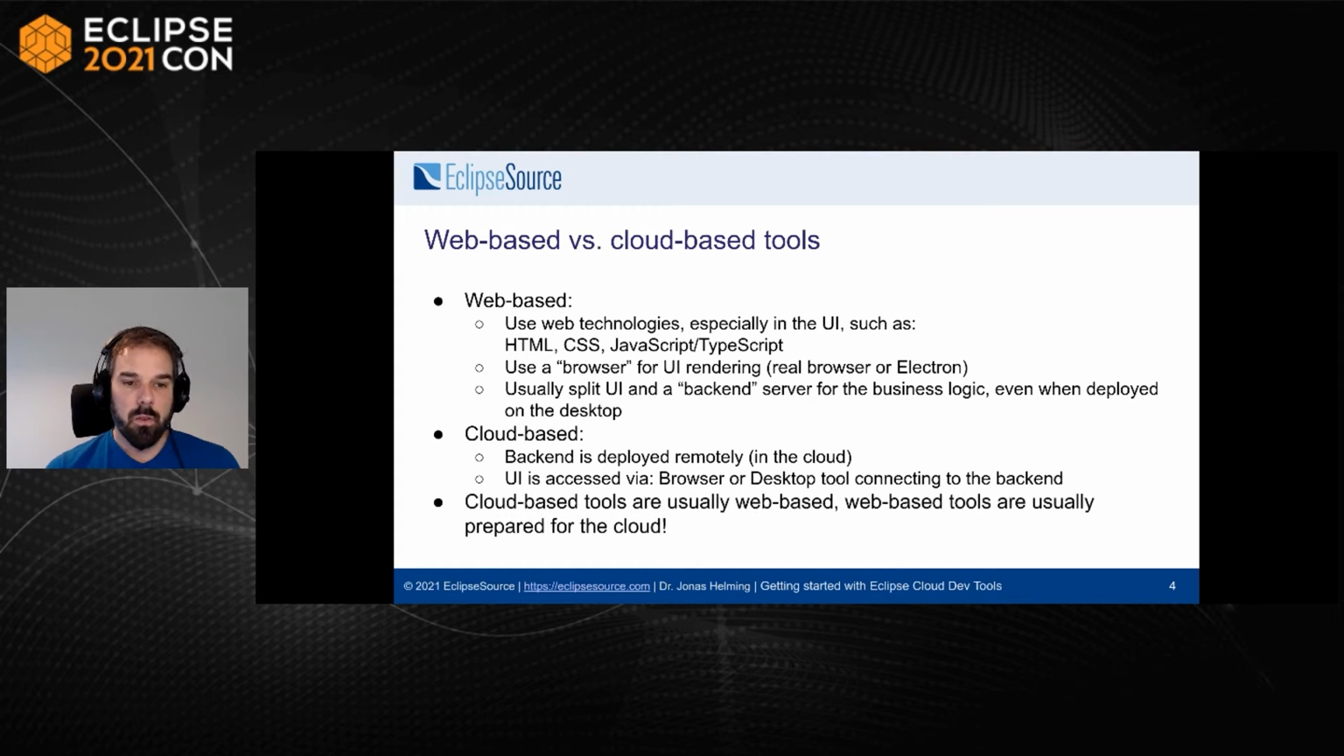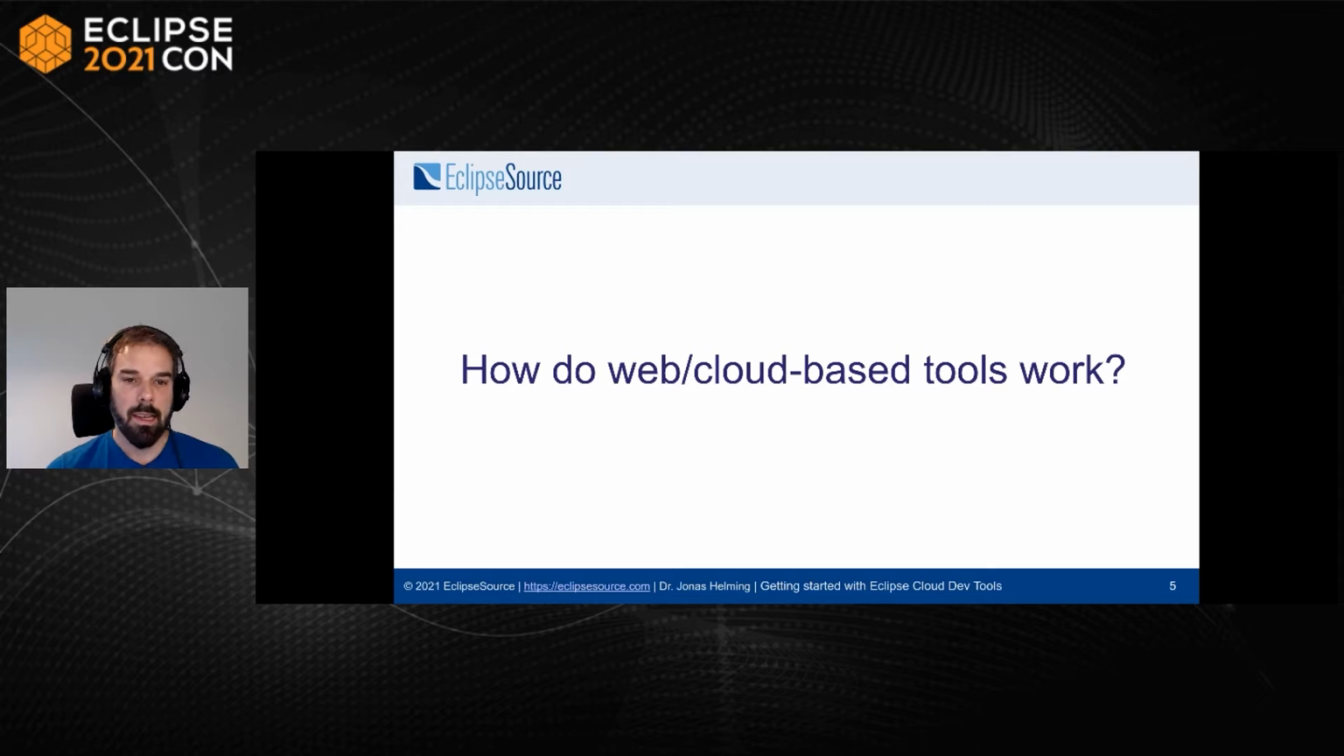Now, two tendencies: cloud-based tools are usually web-based, which kind of makes sense, and web-based tools are usually prepared for the cloud. You could see, for example, with VS Code, it was available as a desktop tool for quite a while, but the architecture was already prepared for the cloud, and that's a typical scheme for web-based tools. Now, how do those web and cloud-based tools usually work?